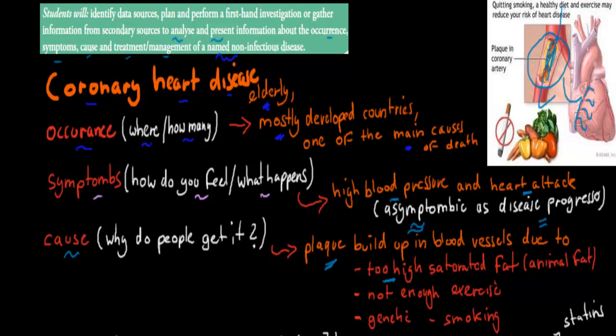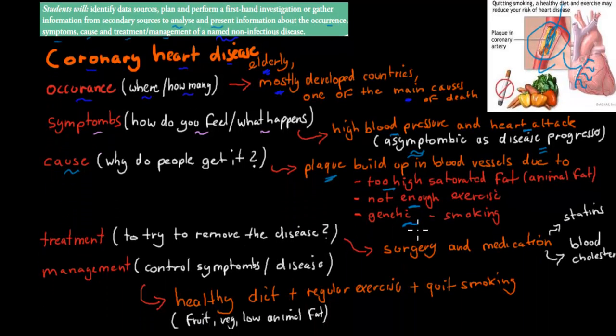So for example, if you eat animal fat too much, or anything that has too much saturated fat, that can cause heart disease eventually. Also, lack of exercise is an important factor when it comes to preventing heart disease. So not enough of it would increase your risk, it would be a risk factor. And genetics is also a risk factor. Some people have genes that predispose them to coronary heart disease. And smoking, the more you smoke, the higher your chance of getting heart disease as well. So that was the cause.